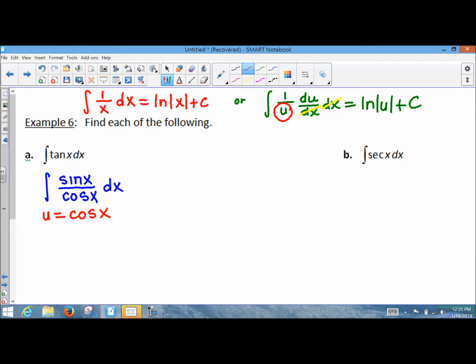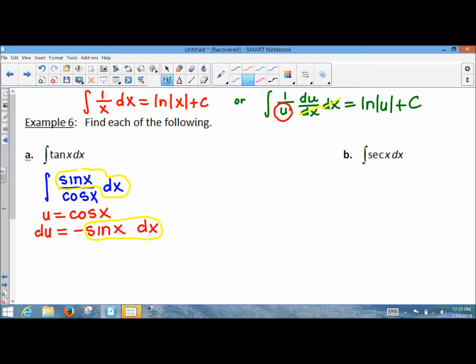If u is the cosine of x, and we take the derivative of that u with respect to x, we would get negative sine of x. And I've elected to not put the over dx here on the left side, but I'm just going to swing it over here to the right. And we notice something very special. We notice that our original problem had a sine of x times dx in the numerator, and that's exactly what we have in our du expression.